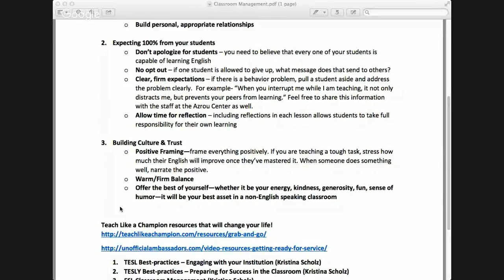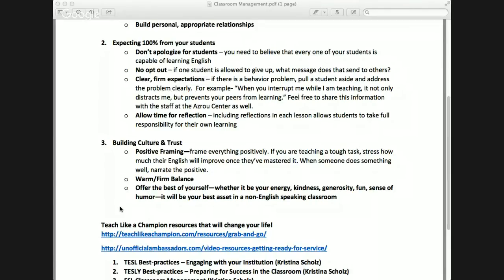Don't say, oh, Faridoon just really struggles with this, it's okay. You're not allowed to opt out or give up, because that sends a kind of dangerous message to others. It says that you maybe don't believe that they can learn it, and that's not a good feeling for your student. And it also shows your other students that you are going to let things slide.